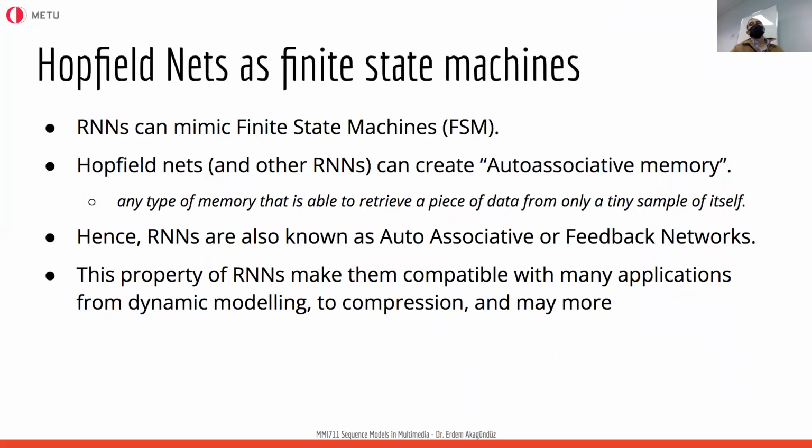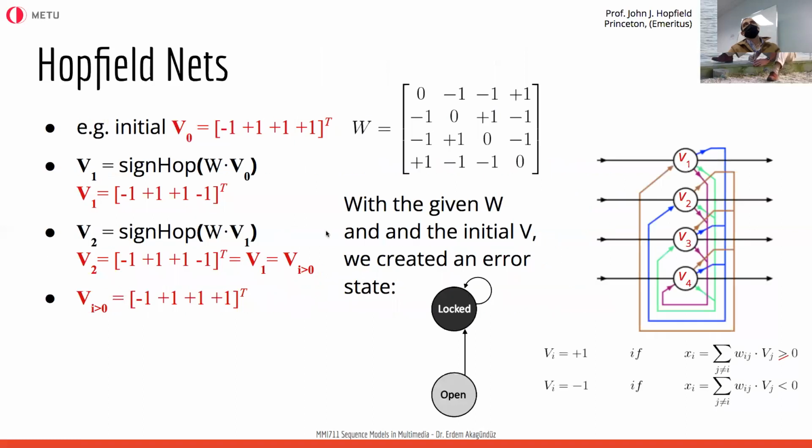Okay, RNNs can mimic finite state machines. Hopfield nets and other RNNs can also create auto-associative memory, which is the thing that you just saw. It can create states and any type of memory that is able to retrieve a piece of data from a tiny sample of itself. So actually, this was a type of auto-associative memory.